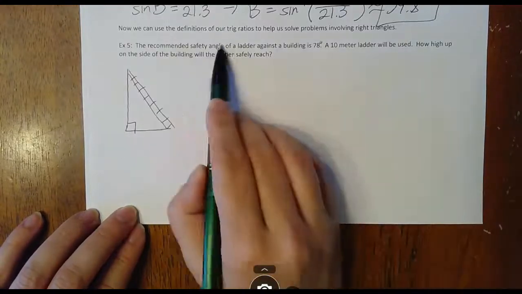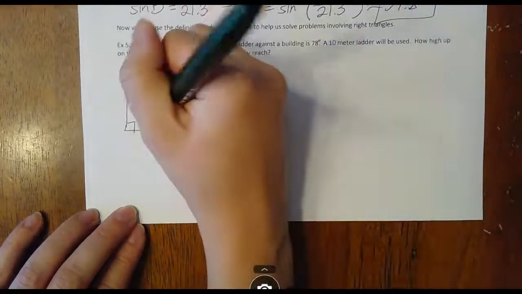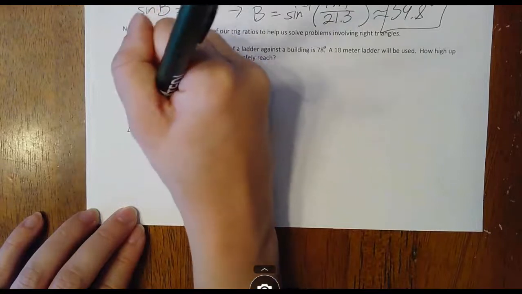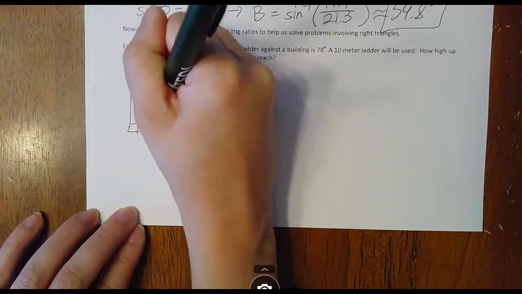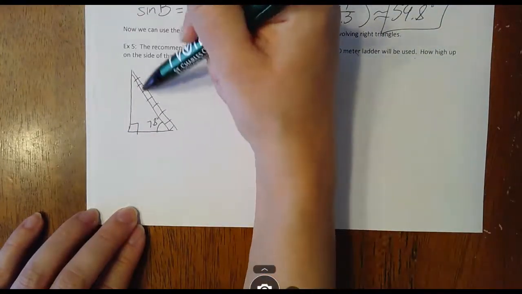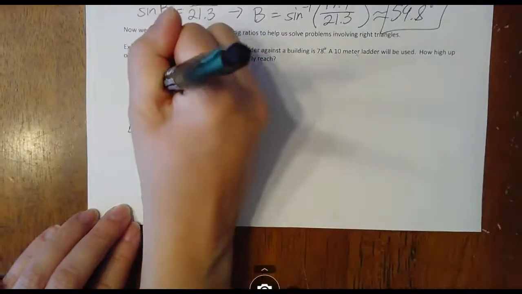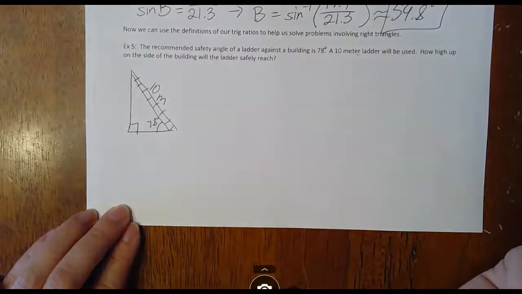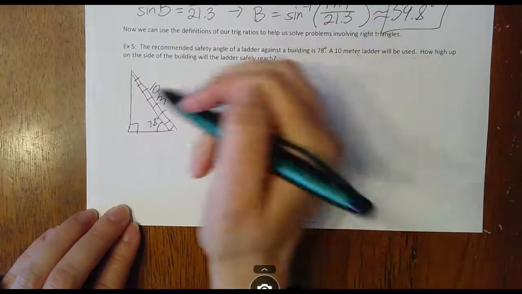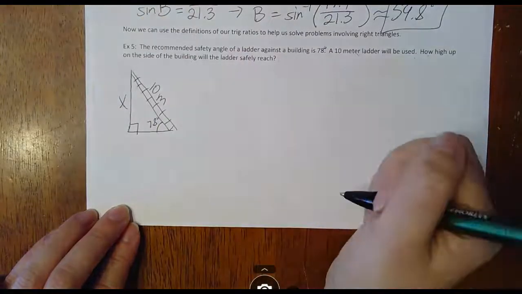Okay, the recommended safety angle of the ladder against the building is 78 degrees. So that's saying that the angle from the ground to the ladder right here is 78 degrees. A 10-meter ladder will be used. So here's my ladder. I did draw it to look a little bit like a ladder. So the ladder is 10 meters long. How high up on the side of the building will the ladder safely reach? So here's the height of the building. And that's what we're solving for.